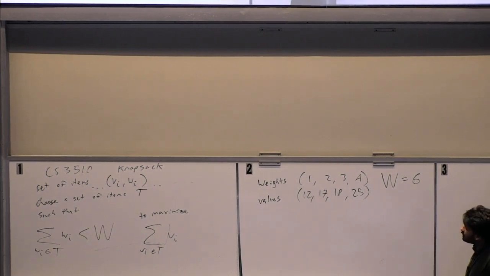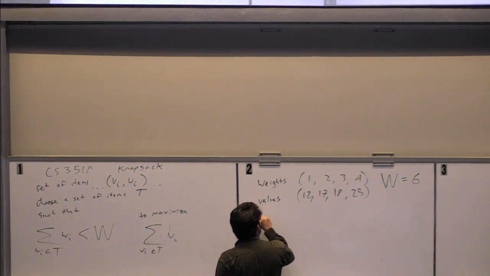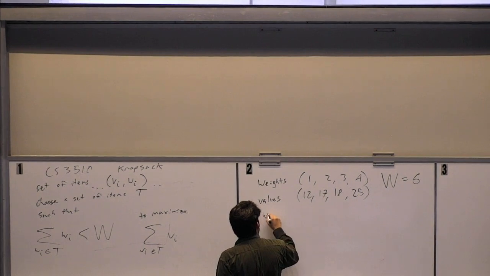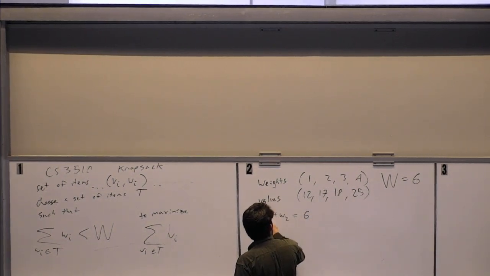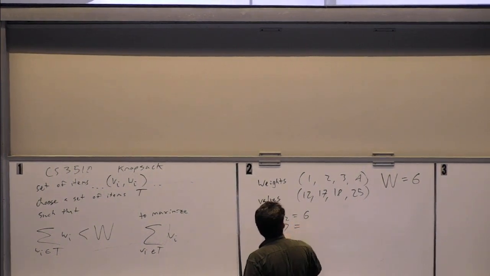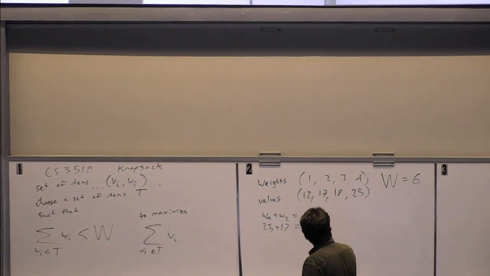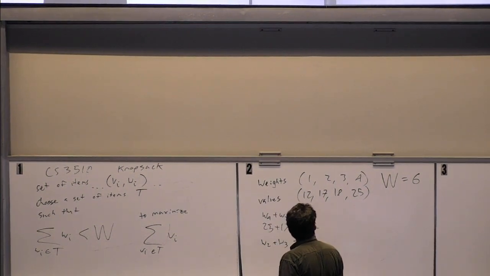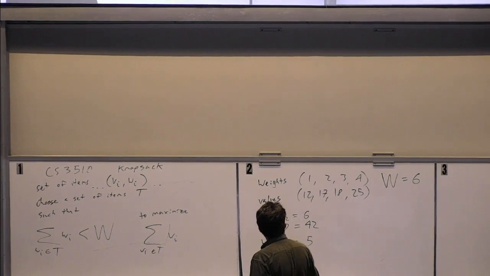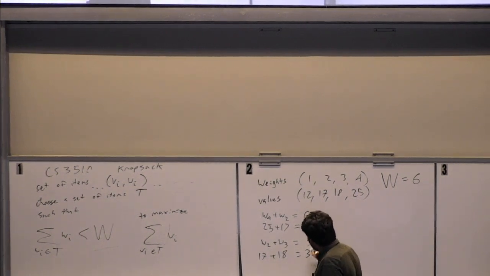So what are some things you can steal? You could steal item 4 plus item 2, which would be equal to 6. But that would give you value 25 plus 17. What is 25 plus 17? 42. You could steal item 2 and 3. And that would give you under capacity 5, which is allowed. And that would give you 17 plus 18, which is, what is 17 plus 18? 35. Thank you. I'm trusting you guys on this.